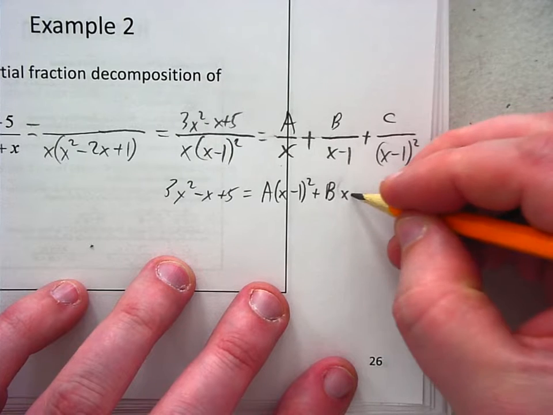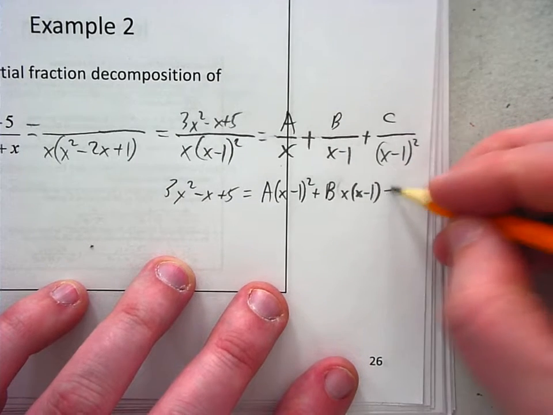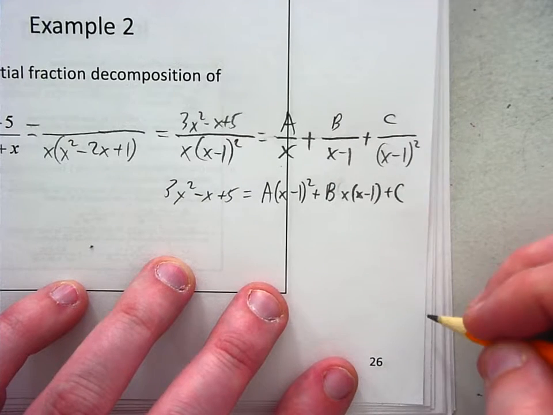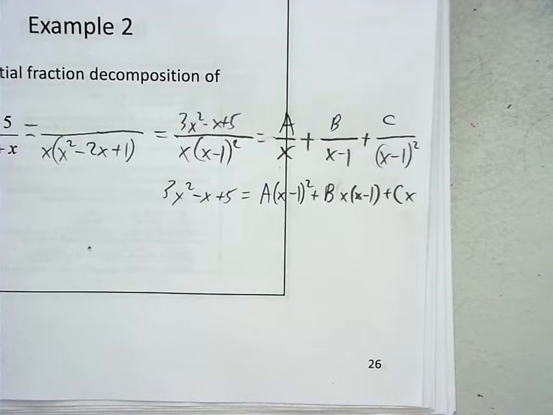X and x minus 1. Because one of the x minus 1s will cancel off, but not the other one. And then what am I going to have after the c? Just x. Is everybody good for that? Okay?